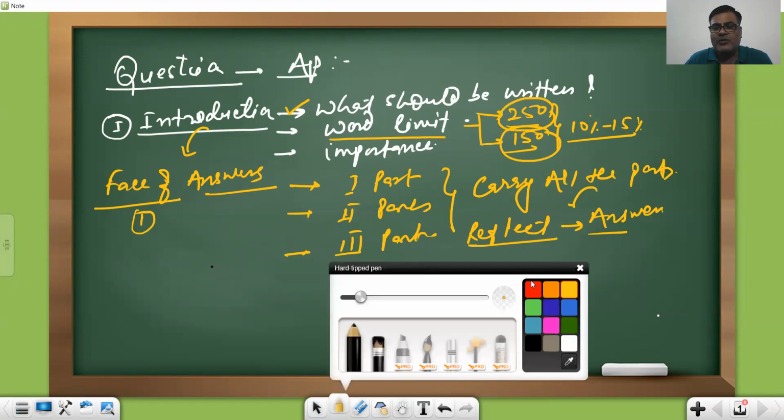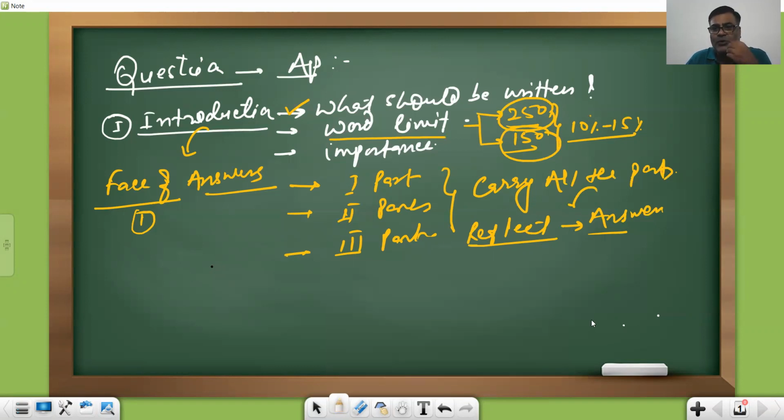If you want to take some luxury, if multiple parts of the question are there, in that case you can go up to 25 to 30 words here, and here you can go up to 18, 20, 22 words like this. Not more than this. Why? Because the introduction is just a part. It is not the entire answer.